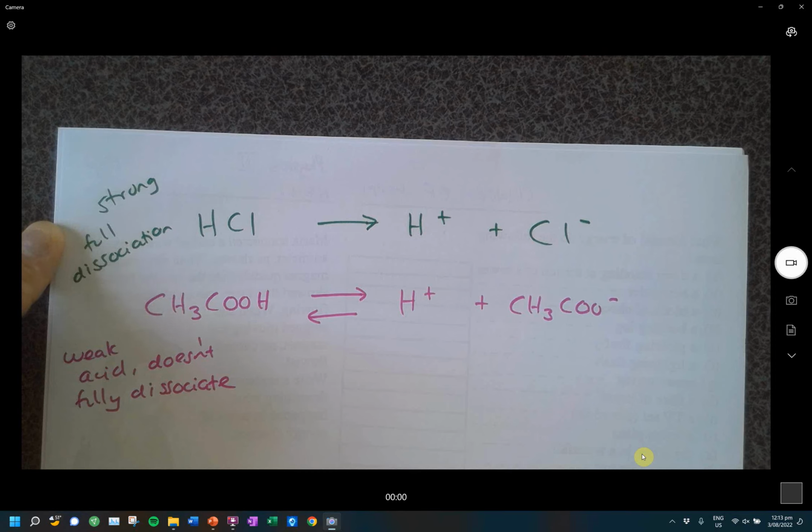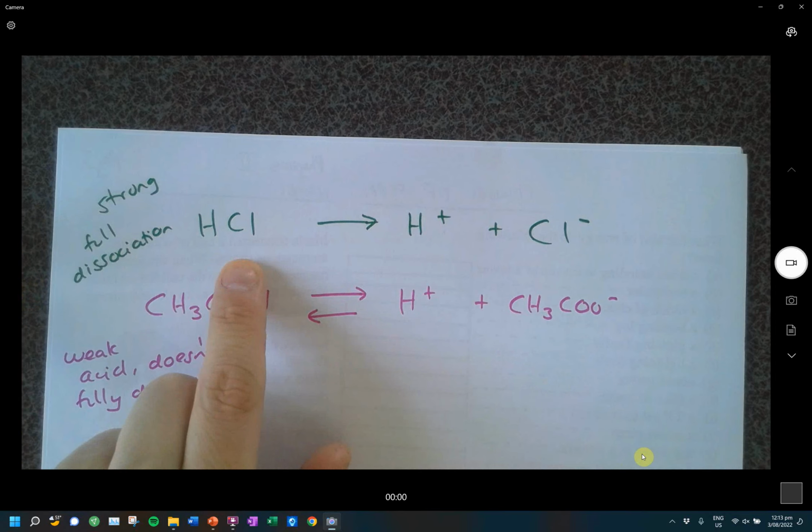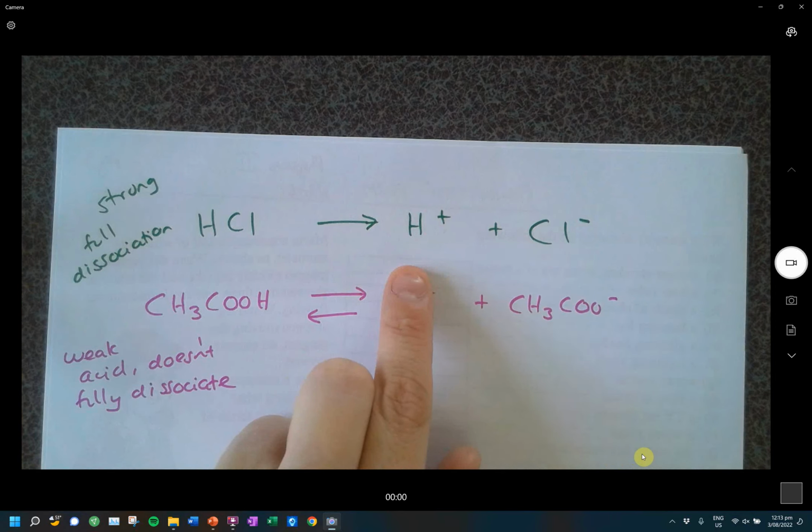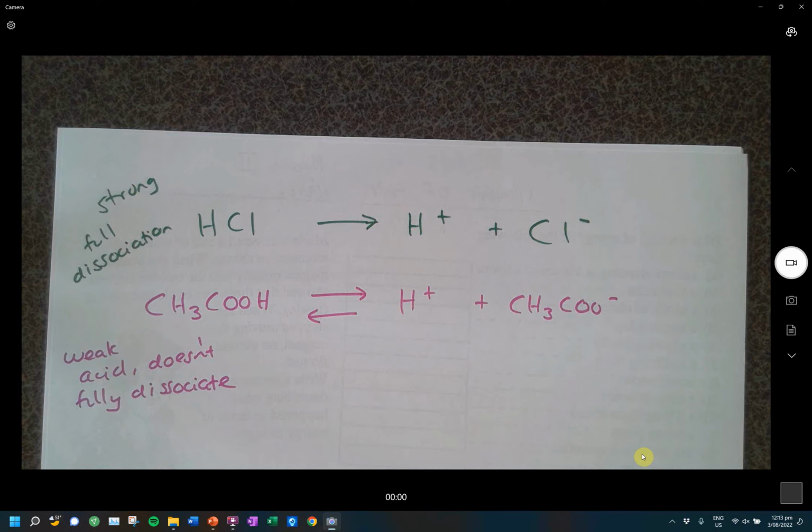And so even when we had hydrochloric acid at half the concentration of the ethanoic acid, even though it had half the amount of HCl, since it was fully dissociating, it had more hydrogen ions available to it than the ethanoic acid did at 1 molar, twice the concentration. Are you okay with that so far?